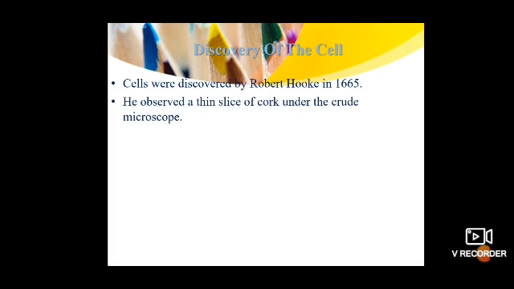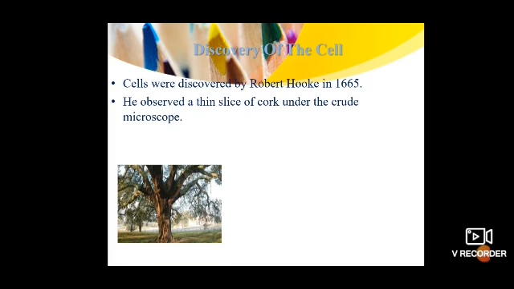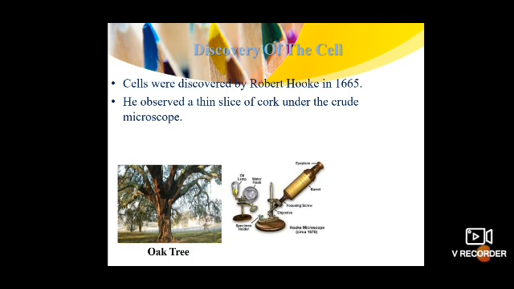He looked at a thin slice of cork under a crude microscope. See, this is the cork. This is actually the oak tree, and the outer covering of this plant is called cork. So, Robert Hooke observed this cork under the crude microscope. As you can see here, the microscope that we see today is quite different from this one, because at that time the microscope was not fully developed. So, the microscope present at that time is also called a crude microscope. Robert Hooke observed the thin slice of cork under his crude microscope.